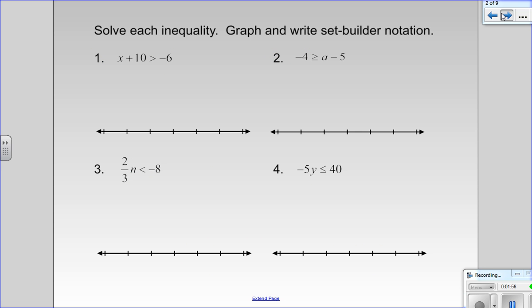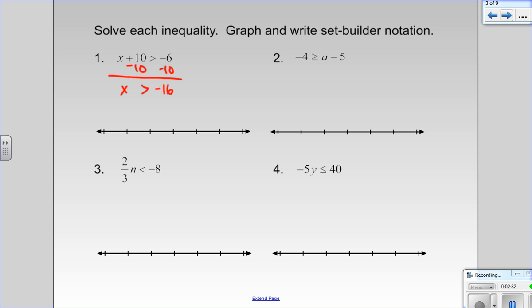Now, when we solve inequalities, we usually like to graph as well. Since there are multiple solutions, or often infinite solutions to an inequality, we need to show our solutions on a graph to demonstrate all the different solutions that are possible for the inequality. So let's see our first inequality. x plus 10 is less than -6. We want to isolate our variable, just like we would with any other equation, except now we're working with an inequality. So we subtract 10 from both sides. So x is less than -16.